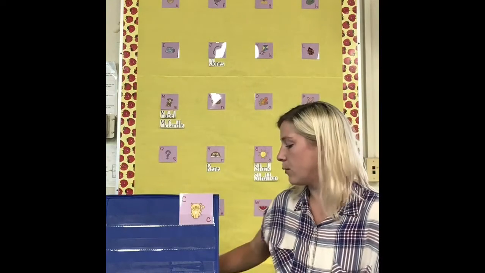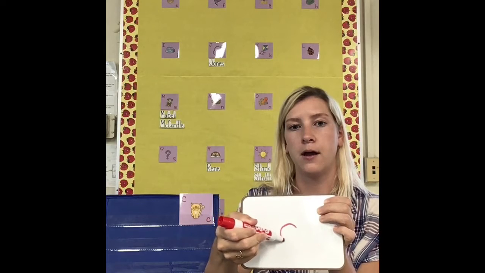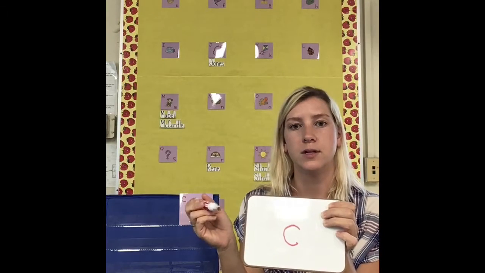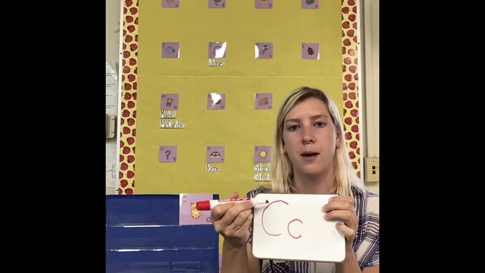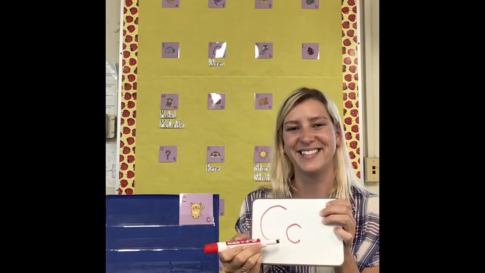Okay, now we wrote it with our magic markers. Let me write it with this marker. I'm going to write a lowercase c, just like I did with the uppercase C. I start at the top, I go around and stop. See how it's smaller than our uppercase C was? But for both of them, we start at the top, we go around and stop.